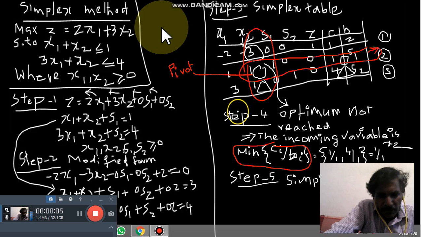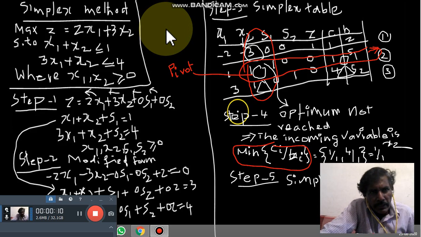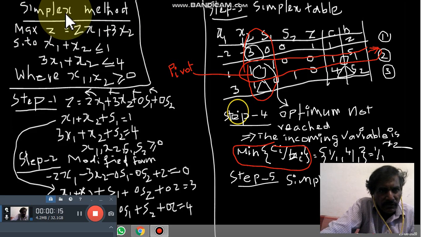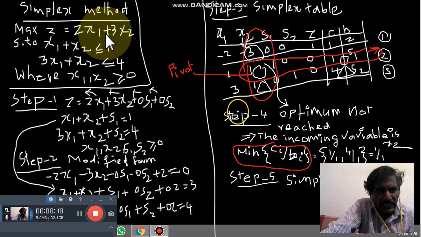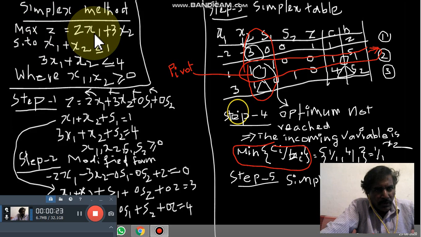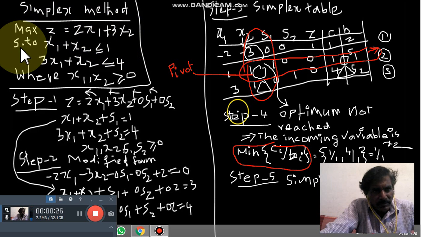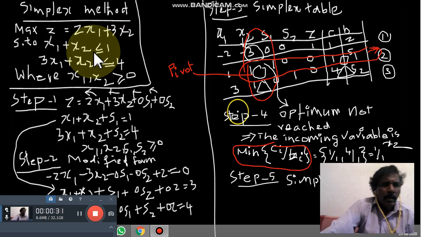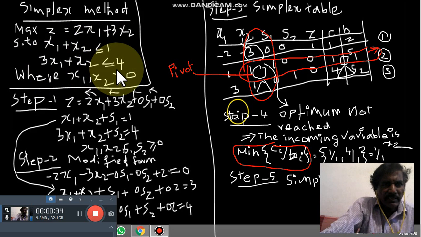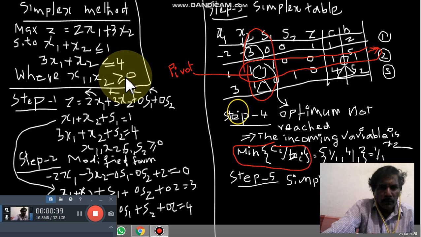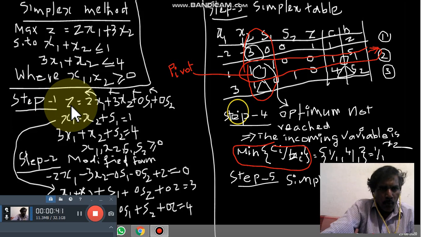Yes, thank you, students. Today I am going to explain the simplex method. You know that this is another way of solving the linear programming problem. Here, maximize z equals 2x1 plus 3x2 subject to x1 plus x2 is less than or equal to 1, 3x1 plus x2 is less than or equal to 4, where x1, x2 are greater than or equal to 0.